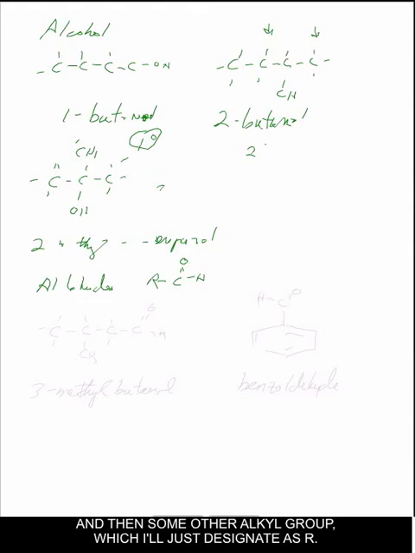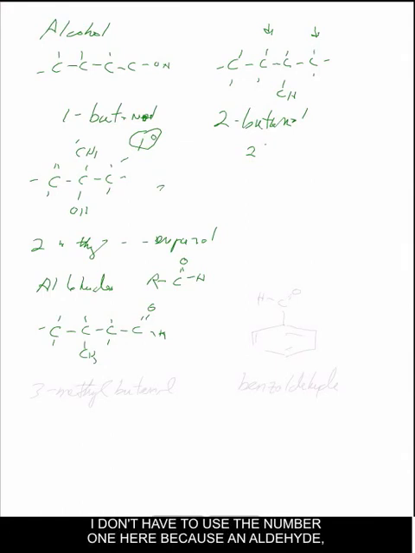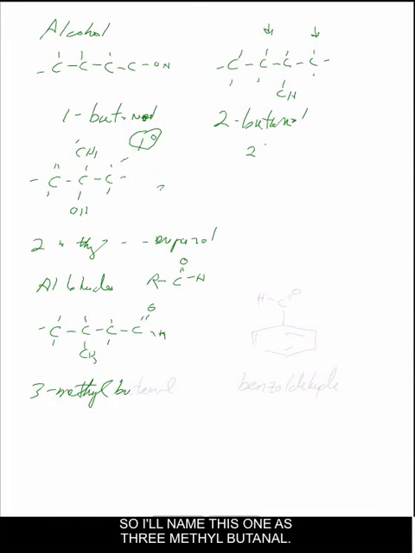as R. So, for example, if I were to have a 4-carbon chain that included the aldehyde functional group, and then I also happen to have, say, a methyl on the 3rd carbon over, I'm going to definitely call this a butanal. I don't have to use the number 1 here because an aldehyde by definition always has to have the carbon on number 1. So I'll name this one as 3-methyl-butanal, and I'm using the AL ending here to indicate that.